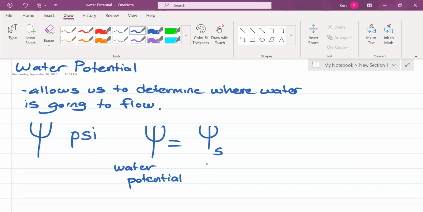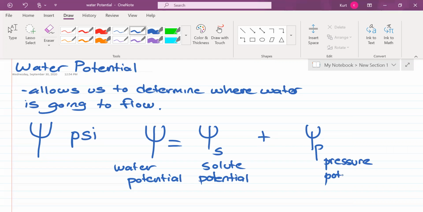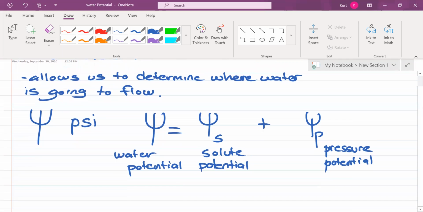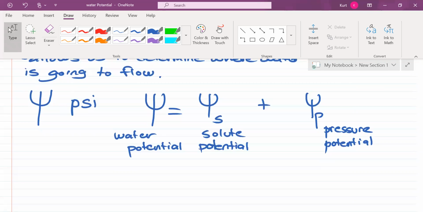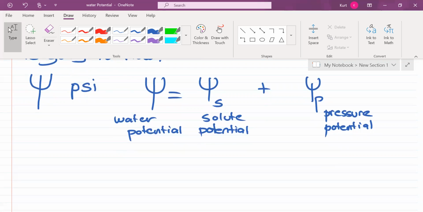equals solute potential plus pressure potential. We're going to talk about what those variables represent. There are going to be numbers that you plug in and how to determine what those numbers are, okay? In order to understand all this stuff when it comes to water potential, you need to really have a grasp of osmosis. So let's do a recap of osmosis before we go any further.